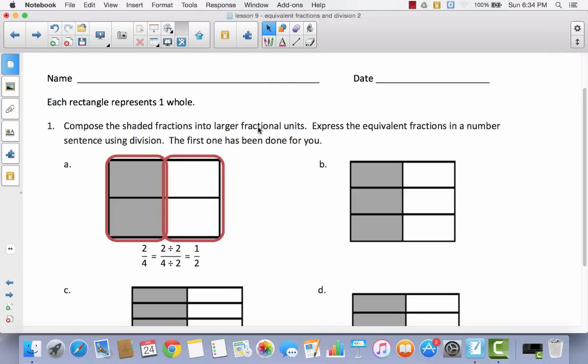You're going to notice, first of all, it tells us right up front that each rectangle represents 1/2. That's why these area models are not labeled 1/2, because this sentence right here tells us that all of these are equal to 1/2, so we don't have to go through here and label each of these 1/2.